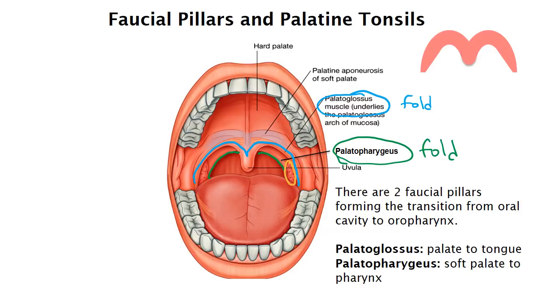These involute over time, especially after adolescence, and so we may not be able to see a very prominent tonsil in that area. Certainly these are problematic in young children, and so if someone's going to be having their tonsils removed because they can be quite enlarged, we're usually referring to these palatine tonsils.